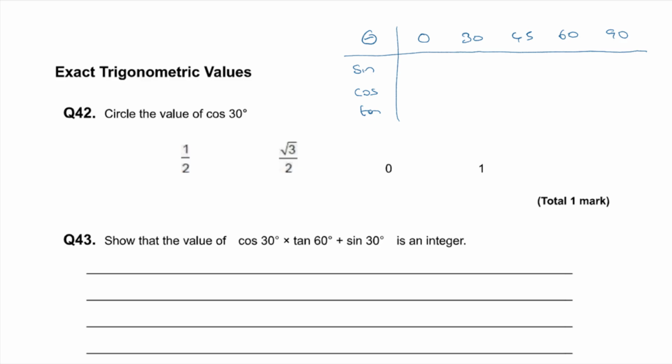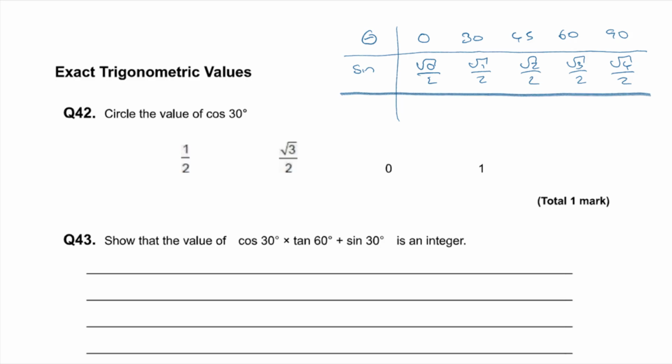Okay, so what I do is I just take the numbers root 0, root 1, root 2, root 3, root 4. Can you remember that? 0, 1, 2, 3, 4, and put a root sign over it, and then put all those over 2, over 2, over 2, over 2, over 2. They're your sine values. Now your cosine values are going to be the same values but the other way around. So rather than starting with root 0, I'm going to start with root 4. So root 4, root 3, root 2, root 1, root 0, over 2, over 2, over 2, over 2, over 2. Then my cos values.